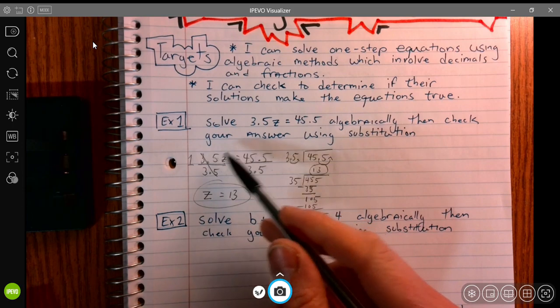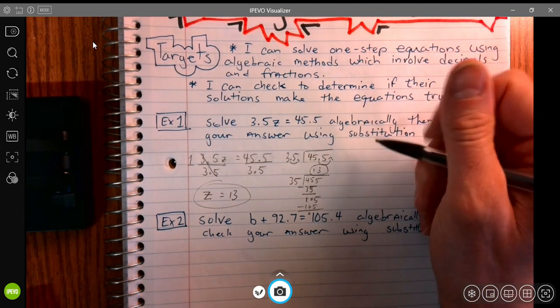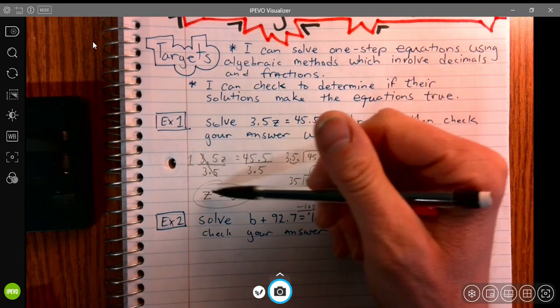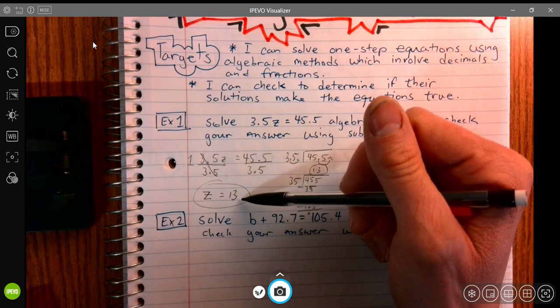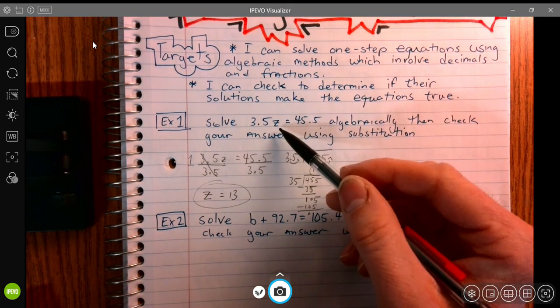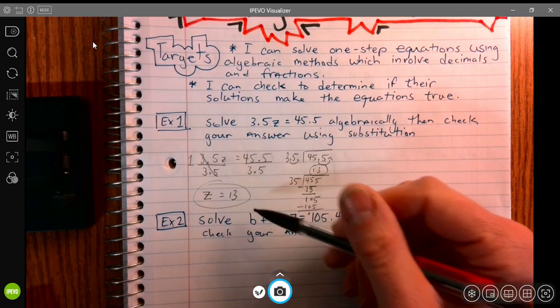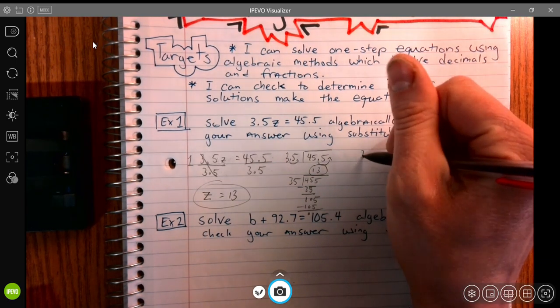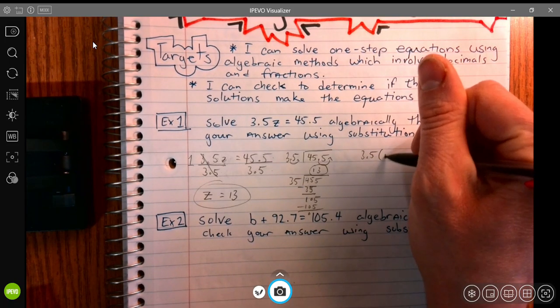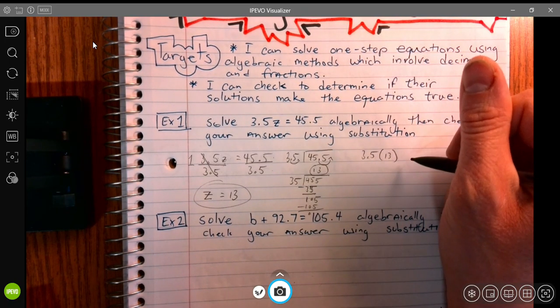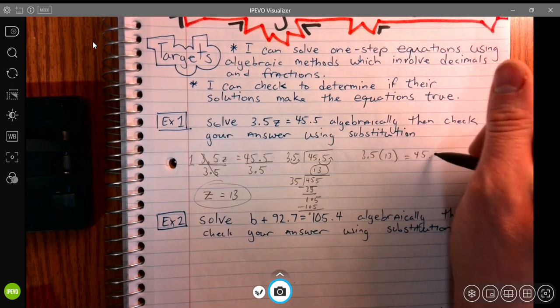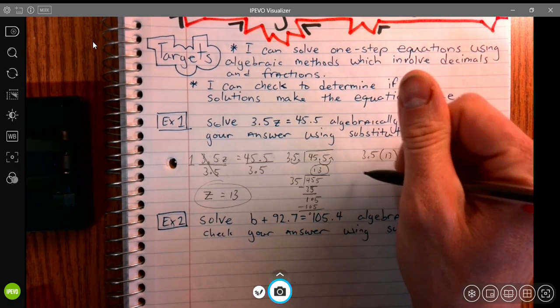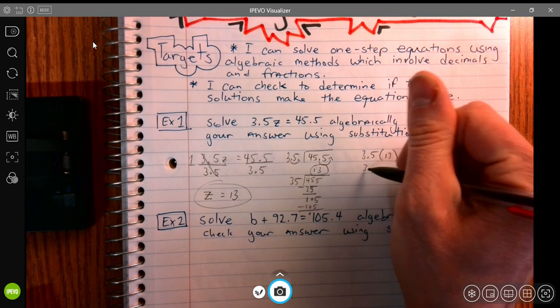Now if I want to check, okay, I'm going to take that result that I got, z equals 13. I'm going to go back to my original question, and everywhere I see a z, I'm going to plug in 13. So let's do that and check and see if we got the right answer. So 3.5 times 13 is equal to 45.5. All right, well, let's check and see if that's true.